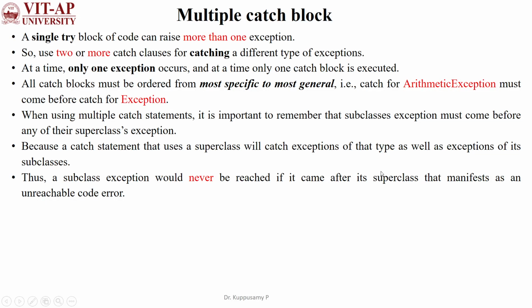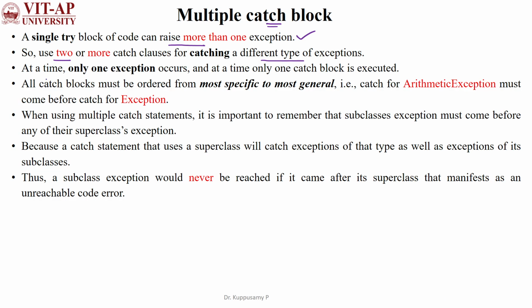In the previous video, we discussed a try-catch block, and here we are going to discuss multiple catch blocks for a single try block. The single try block of the code can raise more than one exception. If that single try block is raising more than one exception, then we have to use two or more catch clauses for catching those different types of exceptions.